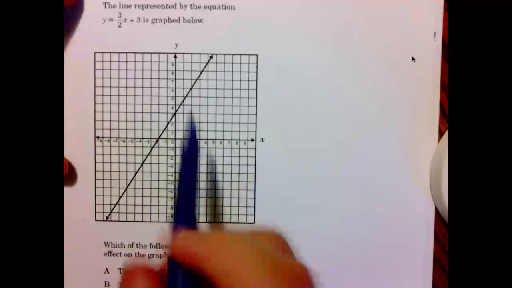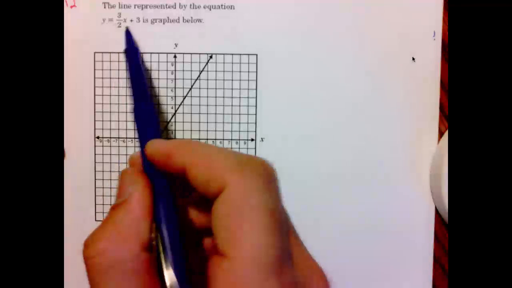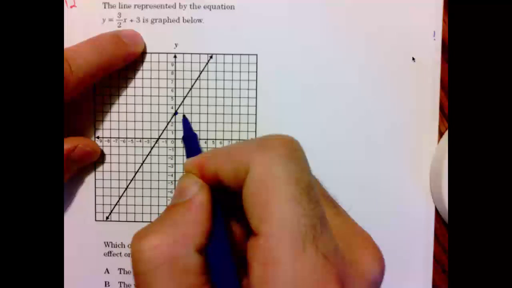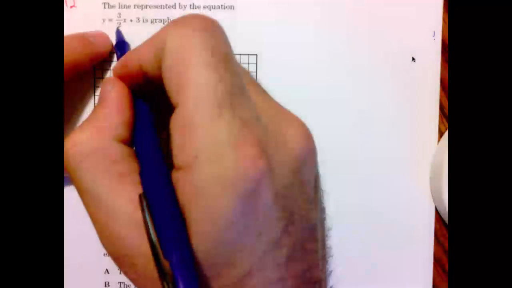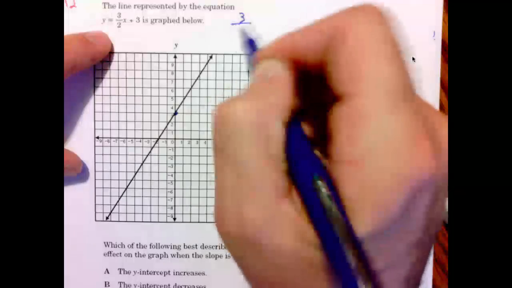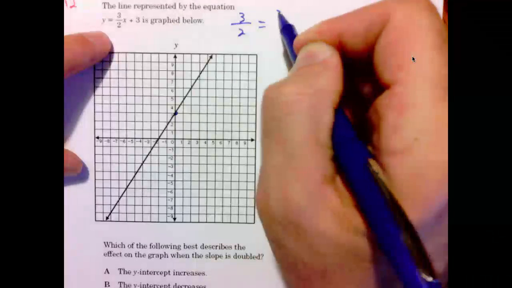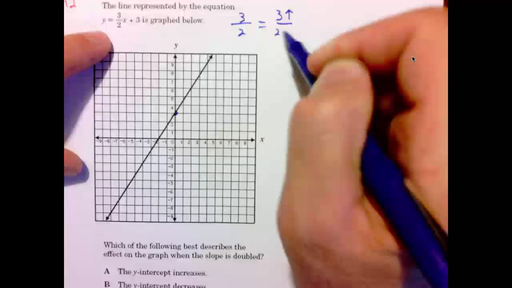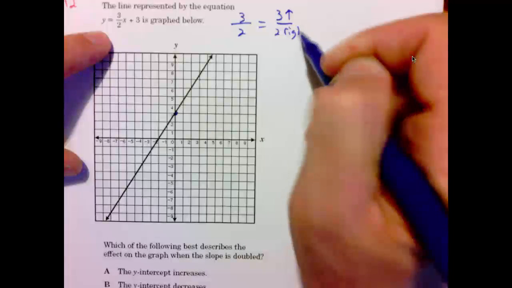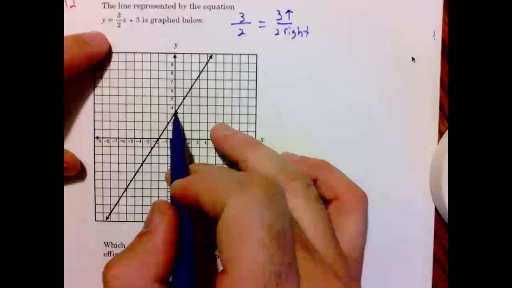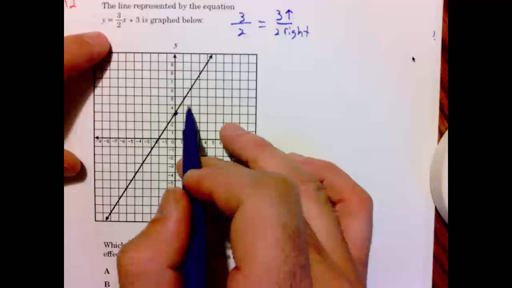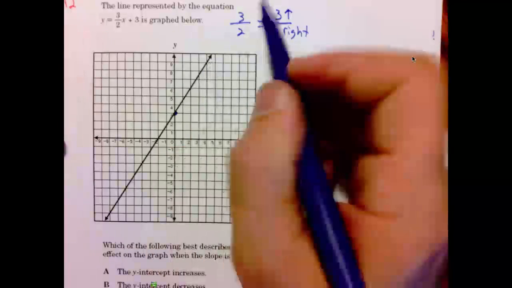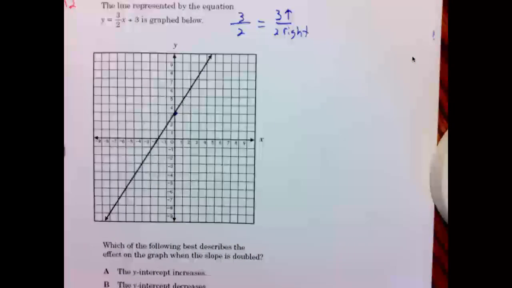It gives us the line 3 over 2x plus 3. Here you see y-intercept of 3. Slope of 3 over 2. This is 3 over 2. That's 3 up, rise, 2 right. From this point, 2 to the right, and then 3 up. 1, 2, 3. 2 to the right, 3 up. 1, 2, 3. You can see what we mean by a slope of 3 over 2.